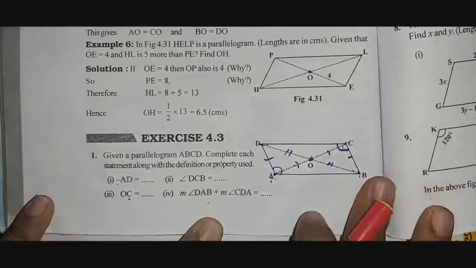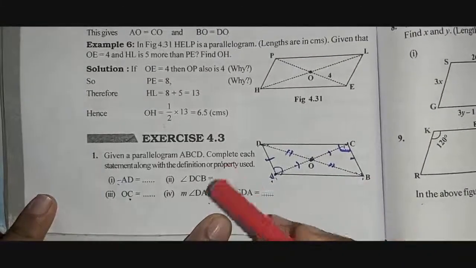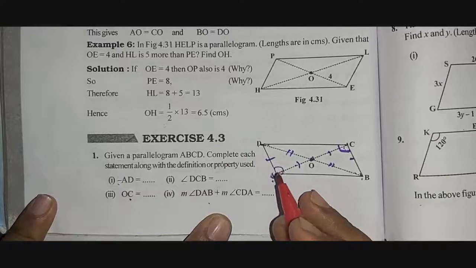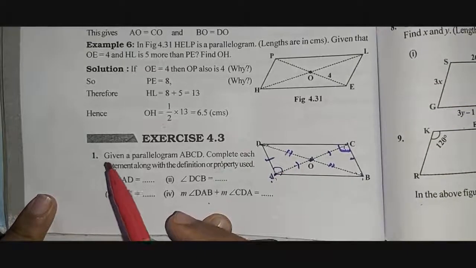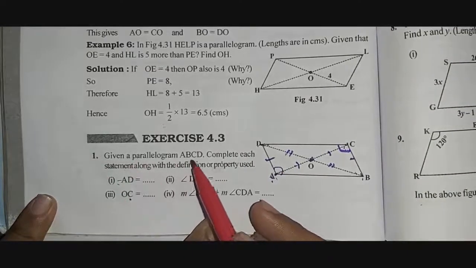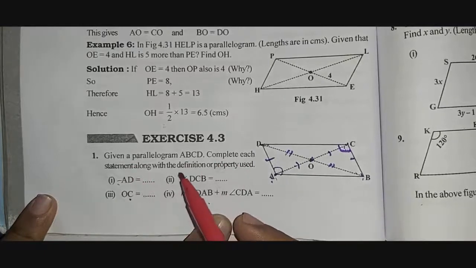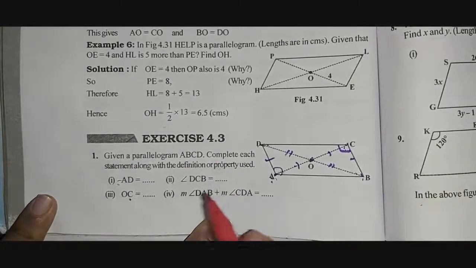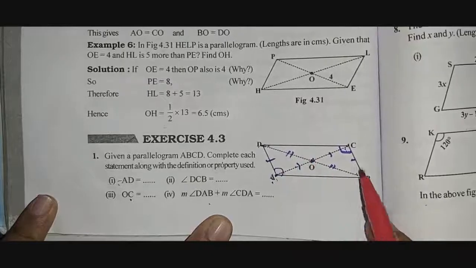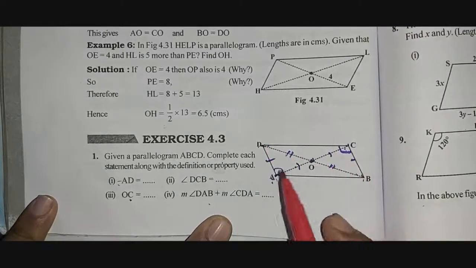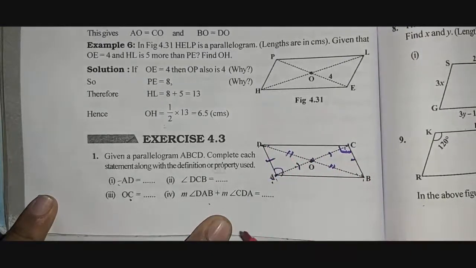Dear students, now let us discuss exercise 4.3. This is of class 8 standard, on understanding quadrilaterals. Here we have the first main question: given a parallelogram ABCD, complete each statement along with the definition or property used.